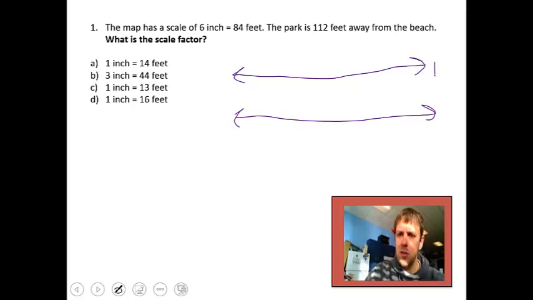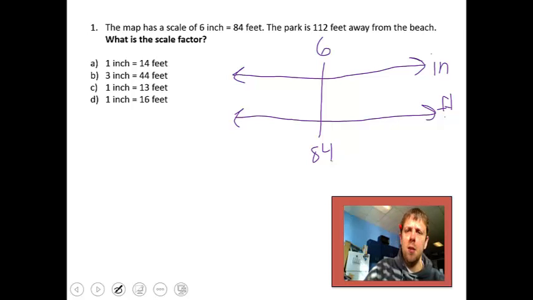We are talking about inches and we're talking about feet. They gave us a connection between those two number lines, and that is called a ratio. So we got 6 inches on top, and we got 84 feet on the bottom. And then it says the park is 112 feet away from the beach. So I know that if that's 112 feet, it's going to be on the bottom line, and there's going to be a connection that we don't know. And so I'm going to place the letter X.